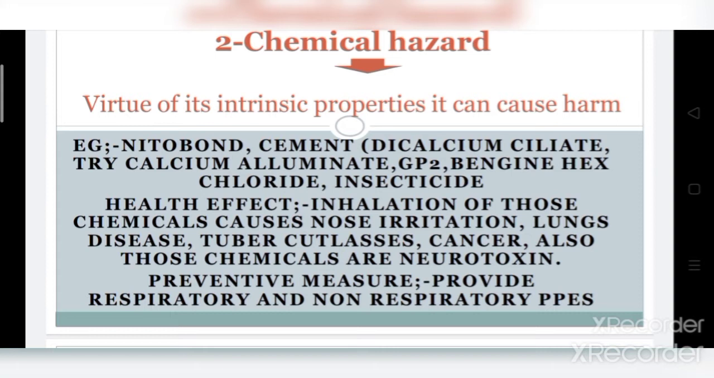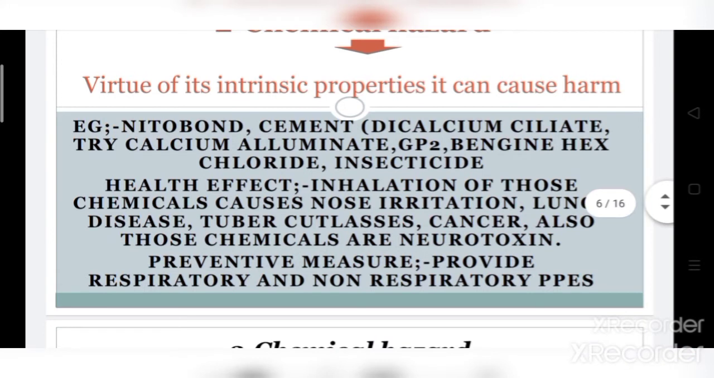Other industries also use them. In the chemical industry, many more chemicals such as sulfur dioxide, benzene, and different types of chemicals are used. These harm us. When you are harmed by a chemical, this is called chemical hazard. Every chemical has a potential character to harm human beings and to harm properties. So this is called chemical hazard.